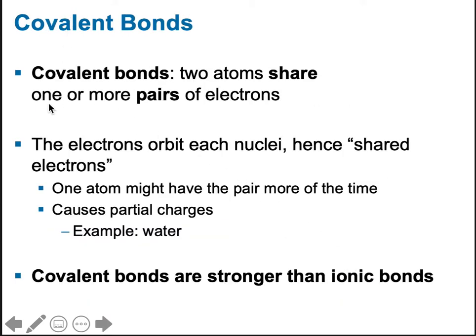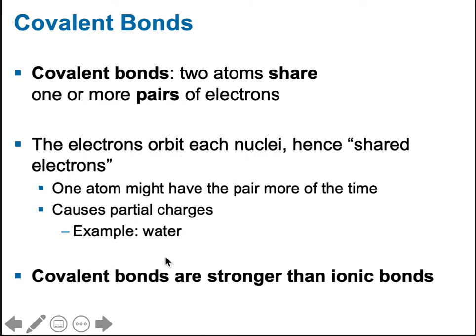For covalent bonds, two atoms share one or more pairs of electrons, where it orbits one and then it orbits the other. But sometimes it will spend more time orbiting one than the other. So you can still get slight charges like we see with water. So one atom might have the pair more of the time and cause partial charges to form, but it's still a covalent bond. The electrons are orbiting both nuclei.